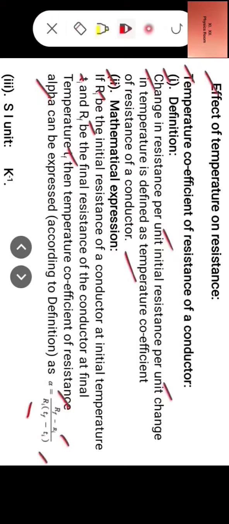I repeat, if Ri be the initial resistance at initial temperature Ti and Rf be the final resistance at final temperature Tf, then alpha is equal to Rf minus Ri divided by Ri into Tf minus Ti.